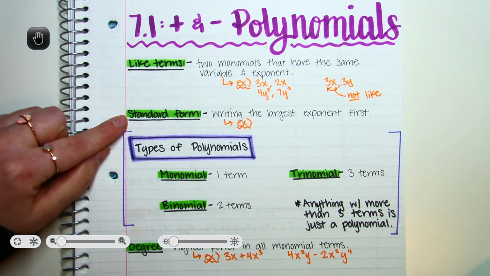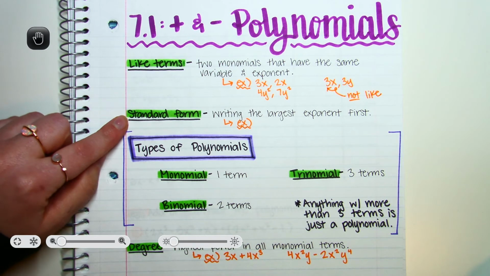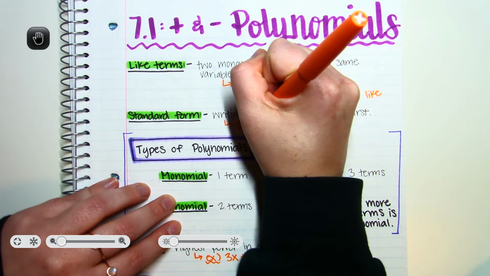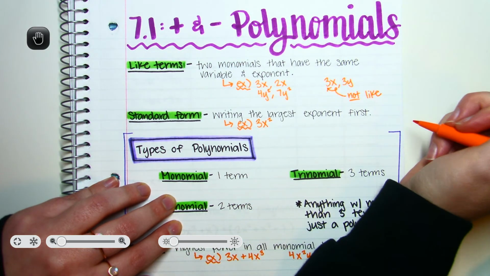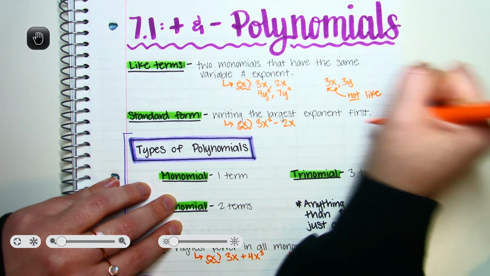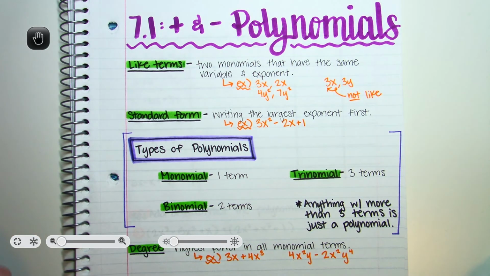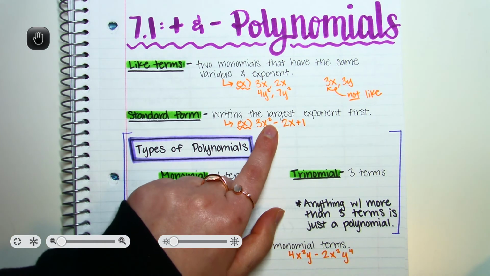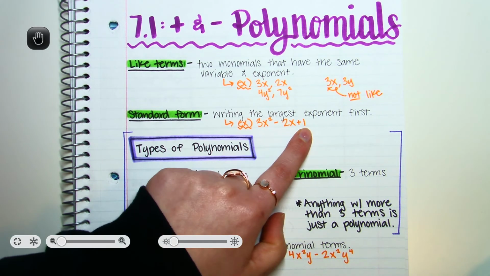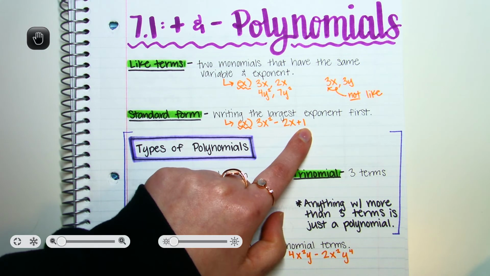Next definition is something called standard form, which I'm sure many of you have heard of before. This is writing the largest exponent first, or in other words, writing them in order from largest to smallest exponent. So say, for example, we had 3x squared minus 2x plus 1. So this is in order with the highest exponent first, and then it goes in order from there. So the highest exponent, then the x term, and then the constant that has no x attached to it.